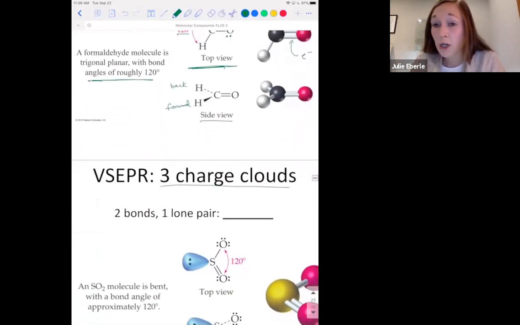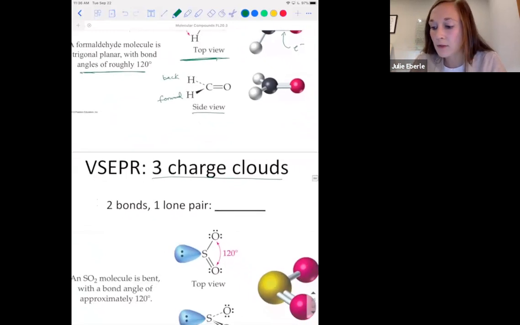We're still on 3 charge clouds, but there was another way you could have 3 charge clouds instead of just 3 bonded atoms. And remember, I'm saying 3 bonded atoms because that's what I prefer it to say. I'm just not writing it in on every slide. Wherever it says bonds, I like to say bonded atoms. That technically helps me count charge clouds better.